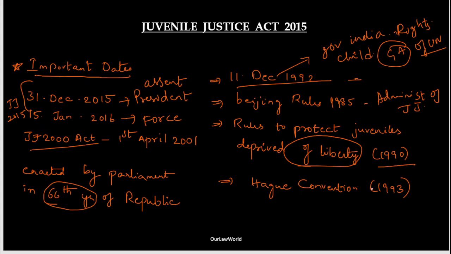And Hague Convention 1993, which is for the protection of children in respect of inter-country adoption. So remember this. All these dates are very important, and the last one is Hague Convention 1993 for the protection of children where the inter-country adoption takes place.